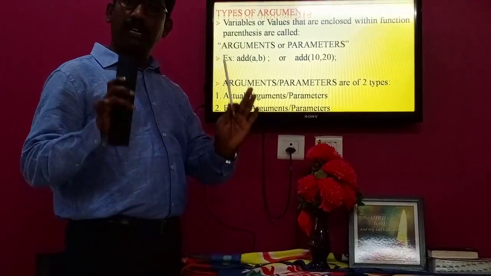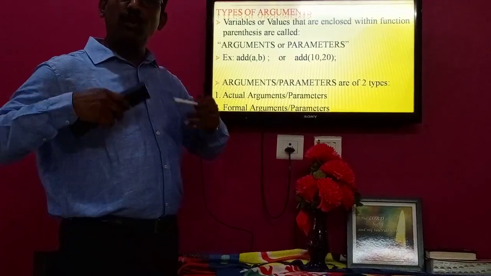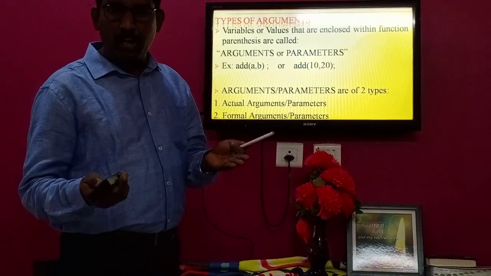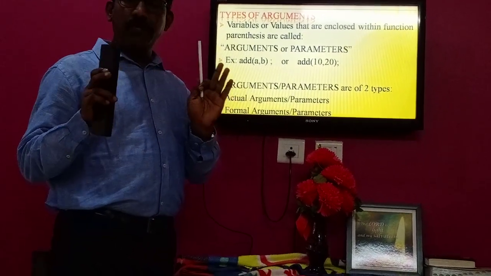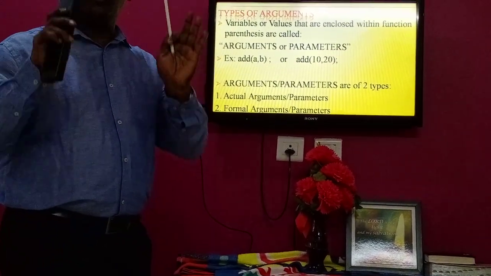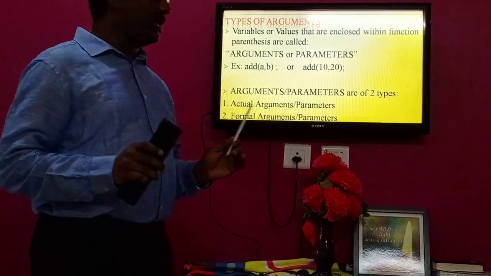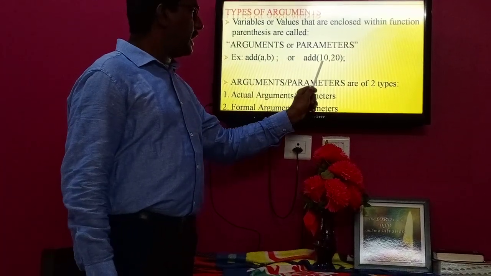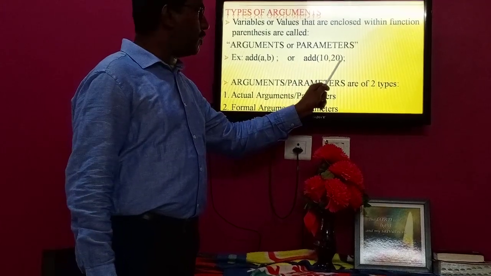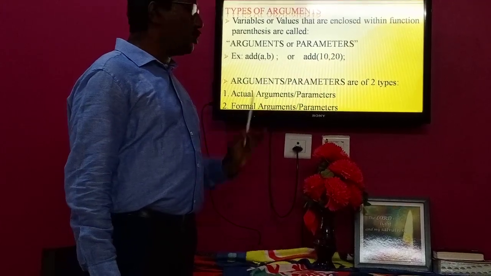Variables are called arguments, but when variables are enclosed within parentheses, then those are not just variables, those are special names given to those variables. Those are arguments, that is a comma b and 10 comma 20. Here 10 comma 20 are arguments, a comma b are also arguments.